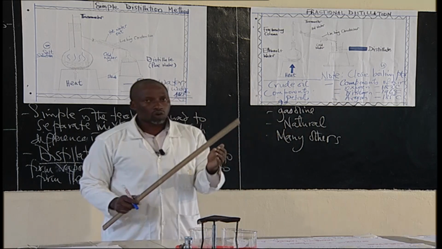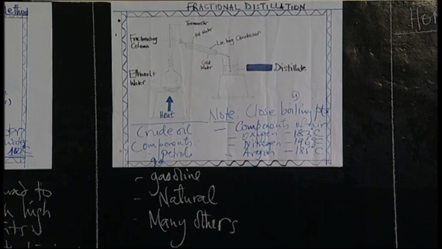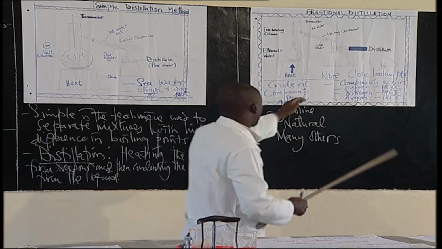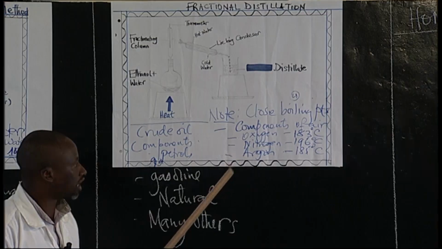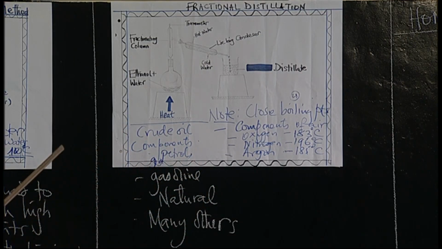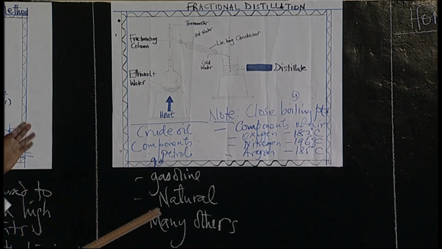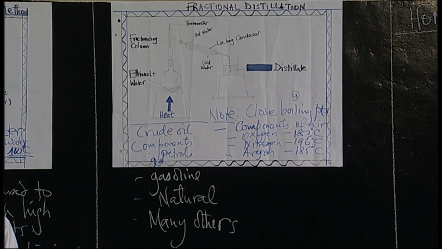What does it depend on? It depends on the boiling point of the substances. But those boiling points must be close together. We have given an example of the components of air, where we have oxygen, nitrogen, and argon with very close boiling points. So the fractionating column will separate them by putting them in fractions and then collected as a distillate.